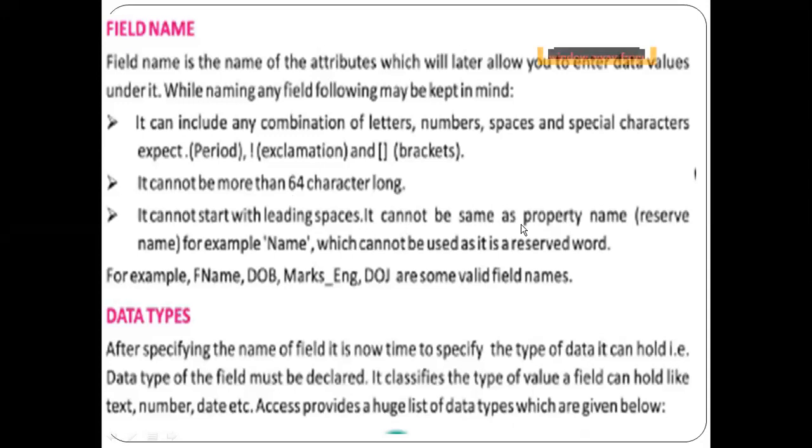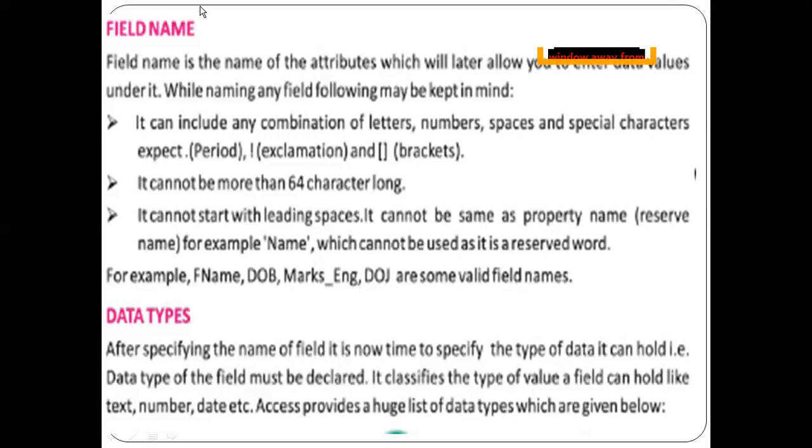It cannot be the same as a property name or reserved name. Now, property name you won't understand now. The more we move further, you will understand what a property is. For example, a name which cannot be used is a reserved word. Like for example, FName you can write, but you cannot use the word Name because it is already being used. Date of birth, marks, English are some valid field names. So we cannot have the exact ones because these are already labeled and defined in MS Access. So we have to just rename it in a different way so that we can use it.